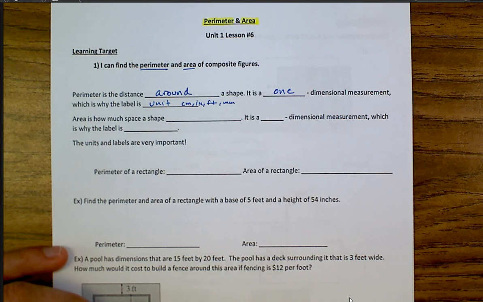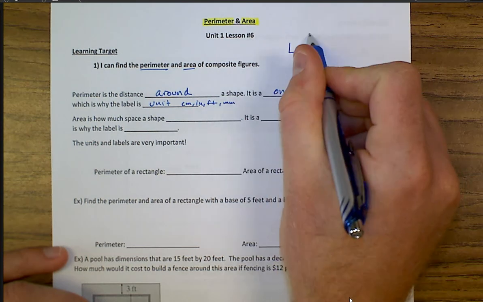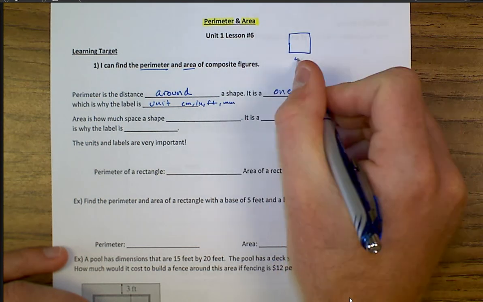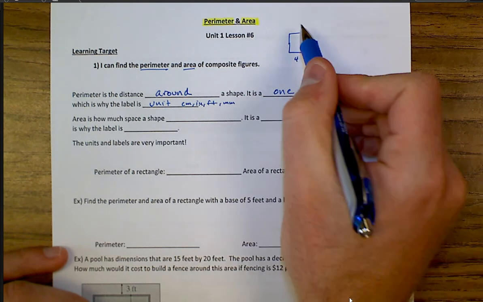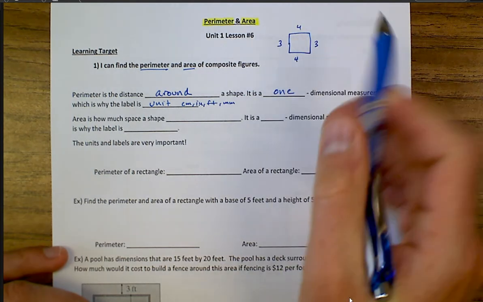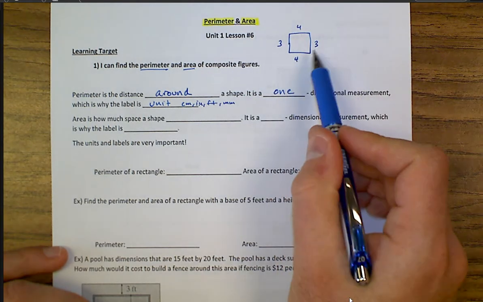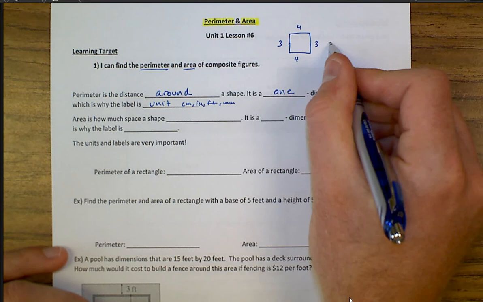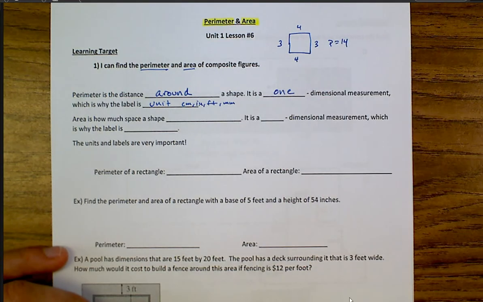Again, perimeter would be something like this. If you had a rectangle, and this was 4 and this was 3, then it would be 4 and 3 here. Perimeter would just be adding up all of those sides. 4 plus 3 plus 4 plus 3, 7 and 7. The perimeter would be 14.